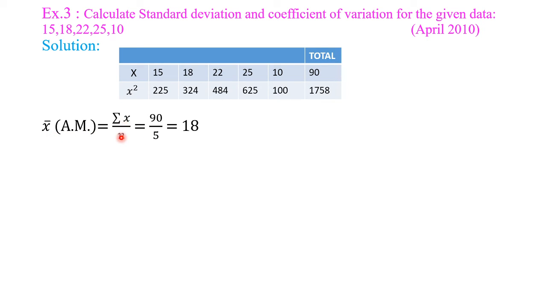First we have to find the arithmetic mean, that is x bar. So summation of x divided by n. Summation of x is 90 and number of observations is 5: 1, 2, 3, 4, 5. So 90 divided by 5 is equal to 18. So arithmetic mean, that is x bar, is equal to 18.